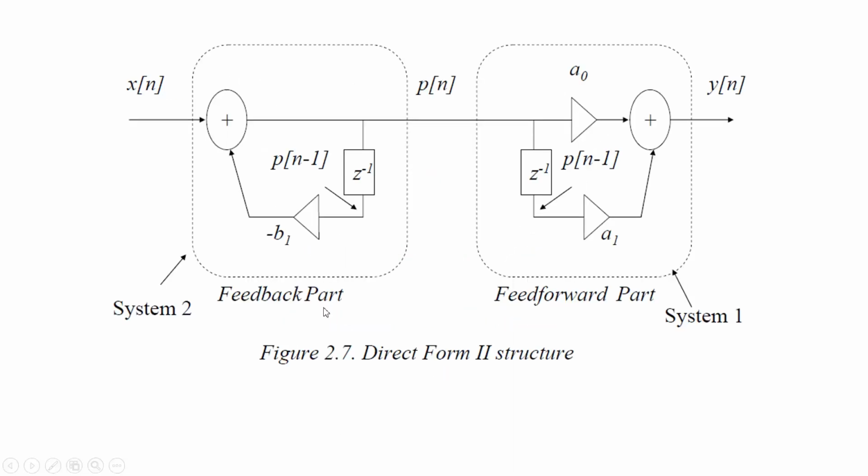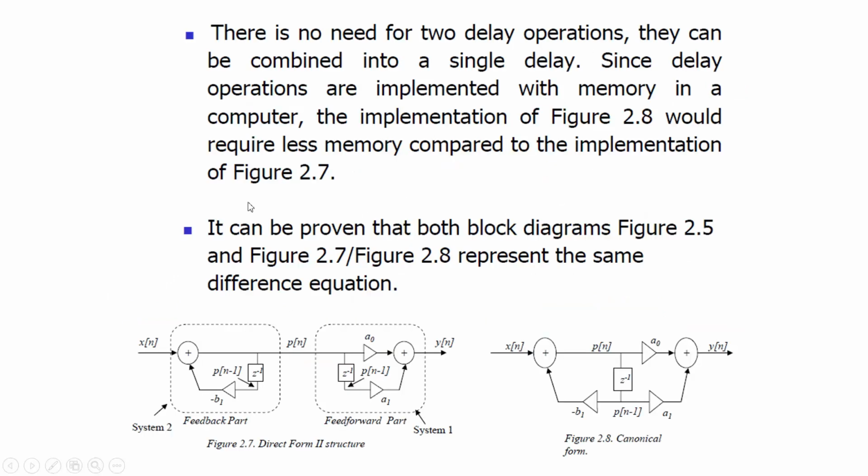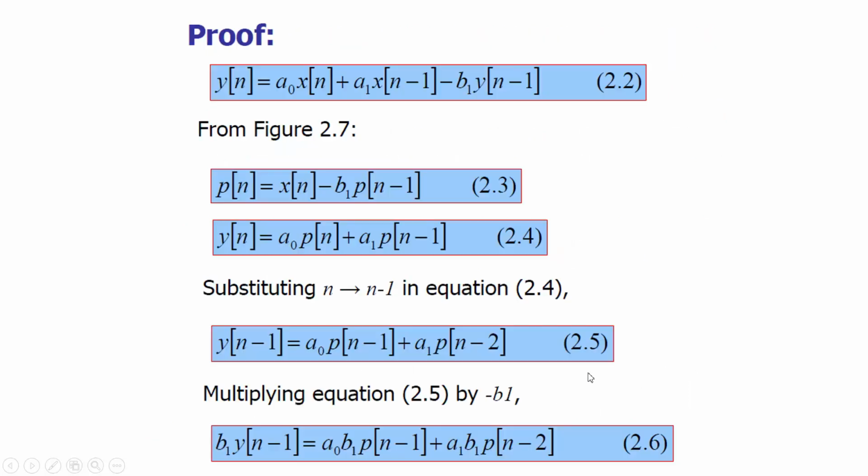So I have discussed three forms of the system structures: direct form 1, direct form 2, and the canonical structure. We will come to the cascade and parallel structures afterwards. The same thing is said here. There is no need for two delay operations. If you combine the two delays, we can represent the same difference equation using this block diagram, where only one delay element will be sufficient, and this type of structure will be called the canonical structure.